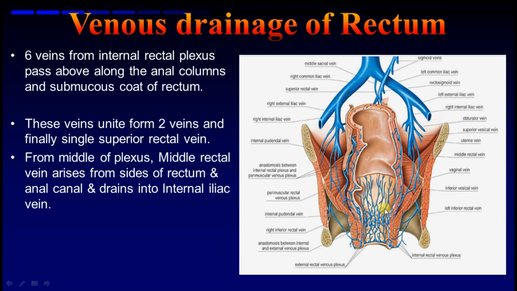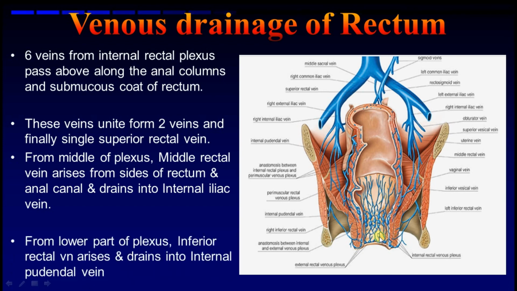From the middle of the plexus, the middle rectal veins arise from the sides of the rectum, and they go and drain into the internal iliac veins. Okay, from the middle of these plexus. Then, from the lower part, the inferior rectal vein arises and drains into the internal pudendal vein. Okay, so the inferior rectal vein drains into the internal pudendal vein, the middle rectal vein into the internal iliac vein. Superior rectal vein continues as the inferior mesenteric vein.